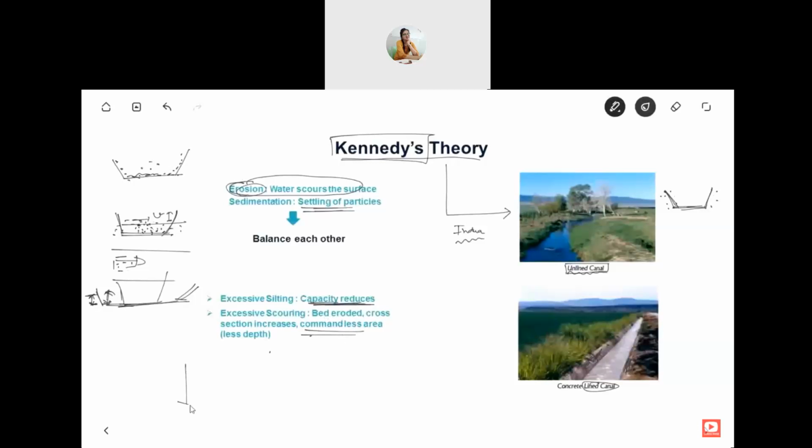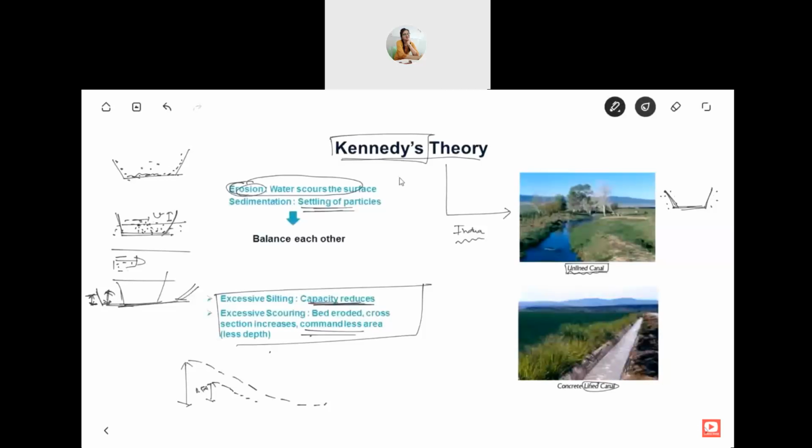Suppose water is at a very great height, it can easily irrigate a lot of area. But if it is of a lesser depth, let us say half of this, it can irrigate only half the area probably. So this is a very bad thing.